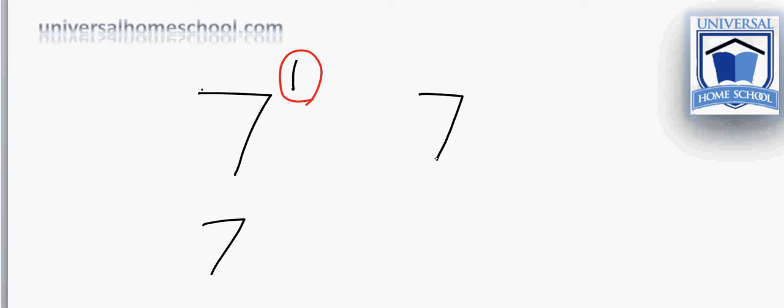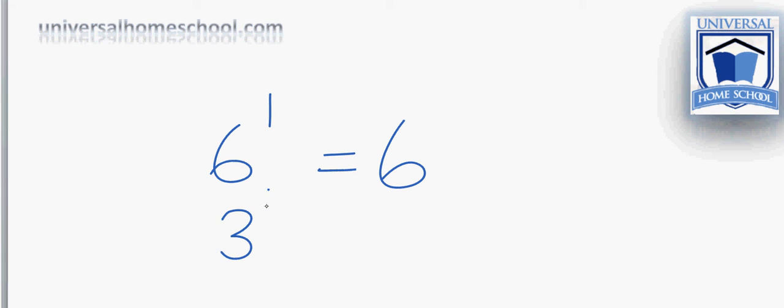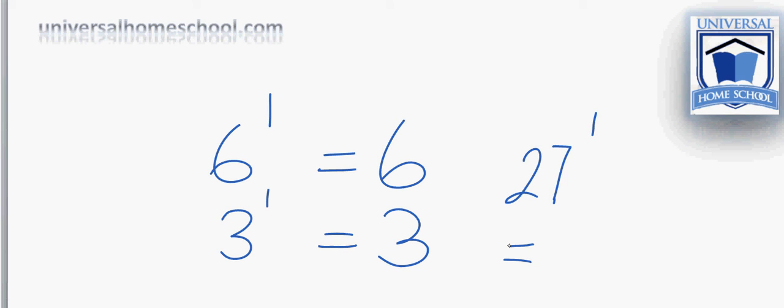It'd be different than saying 7 to the power of 2. That's telling us that there are two 7s. So 7 times 7, 49, would be 7 to the power of 2. But any number to the power of 1 would equal itself. So 6 to the power of 1 would equal 6. 3 to the power of 1 would equal 3. And 27 to the power of 1 would equal, can you guess? 27.